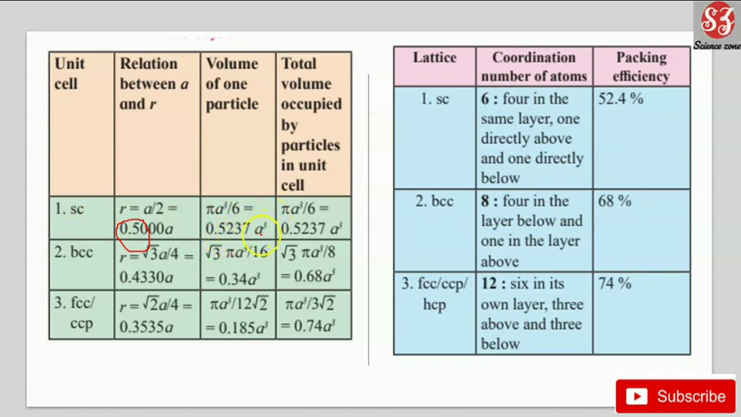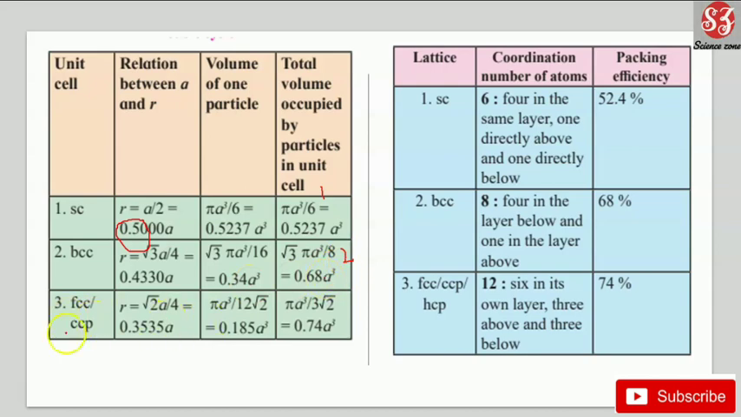Whatever A they have given, if they have given the length of the unit cell as 12 picometer, then you have to substitute the value of 12 picometer over here. Its total volume will be 0.5237 again into A cube, because here the particle is 1 in number. For BCC, again you have to remember the value 0.4330 A, and here the volume for one particle is 0.34 A cube and the total volume is 0.68 A cube, because here it has two particles, correct? So you have to multiply this by 2.